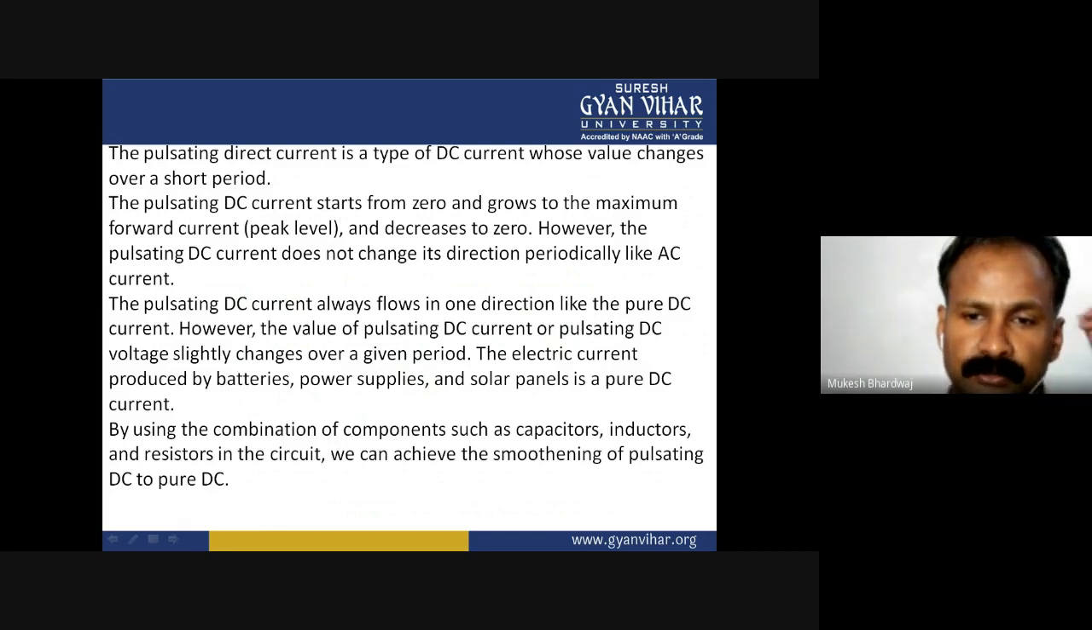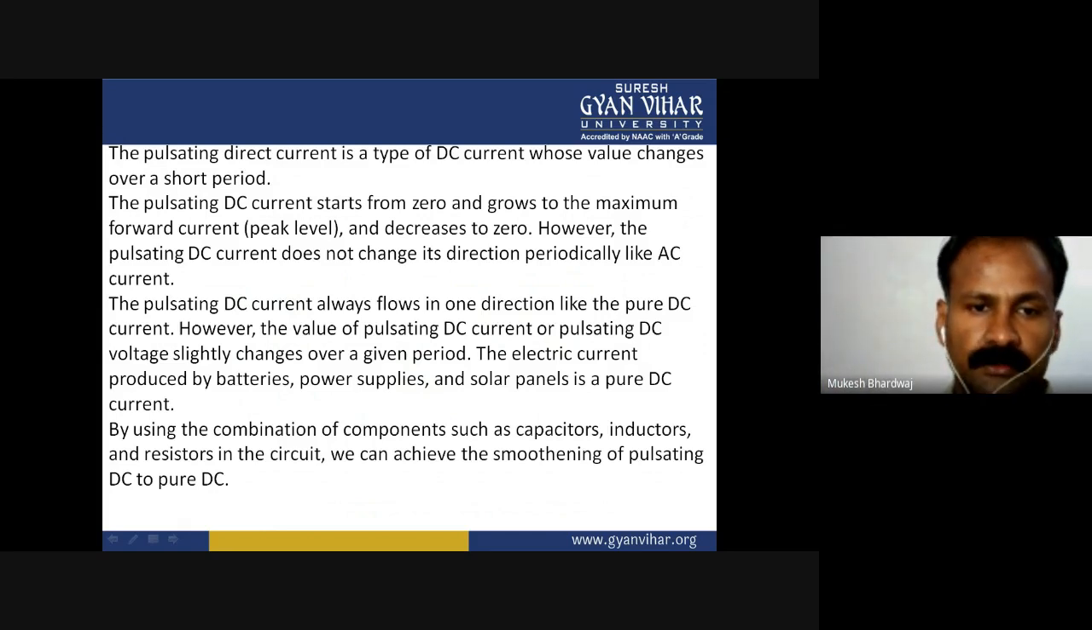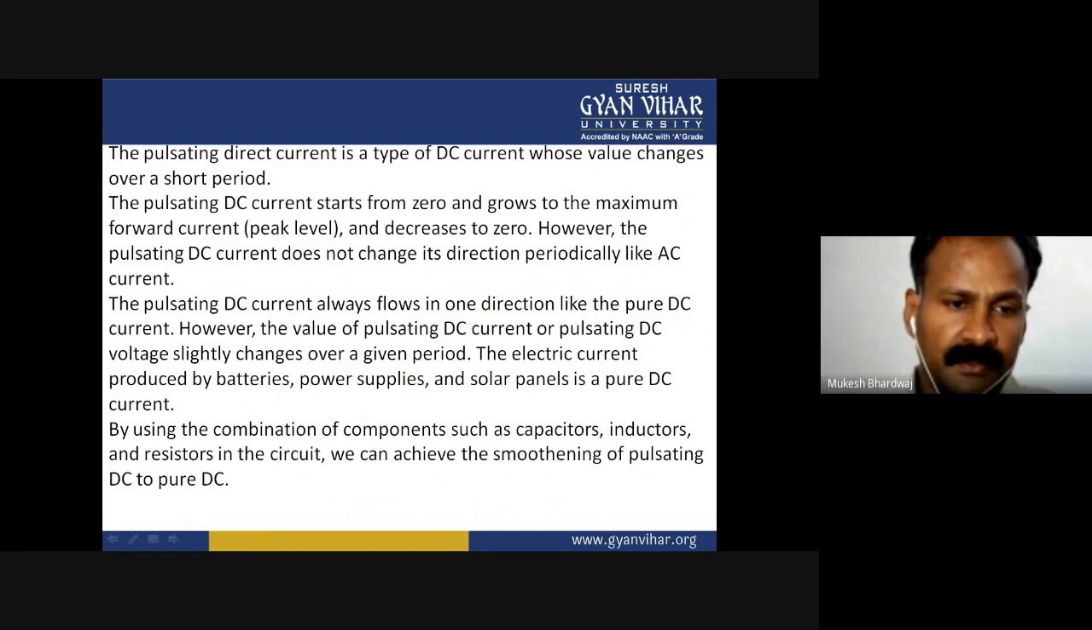And decreases to zero. However, the pulsating DC current does not change its direction periodically like alternating current. The pulsating direct current always flows in one direction like the pure DC current.